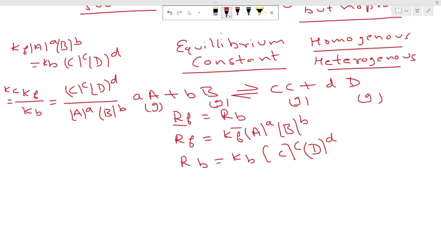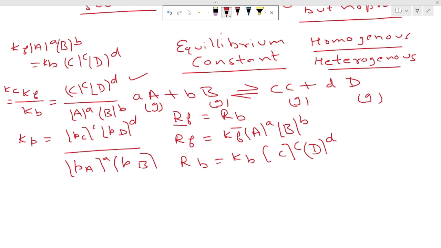Now we can express the equilibrium constant in terms of concentration. In the same way, we can also express the equilibrium constant in terms of pressure, that is, Kp equals the partial pressure of C to the power c, times the partial pressure of D to the power d, divided by the partial pressure of A to the power a and the partial pressure of B to the power b. The partial pressure of A means the pressure exerted by A on the walls of the container when all the gases are placed in the container.